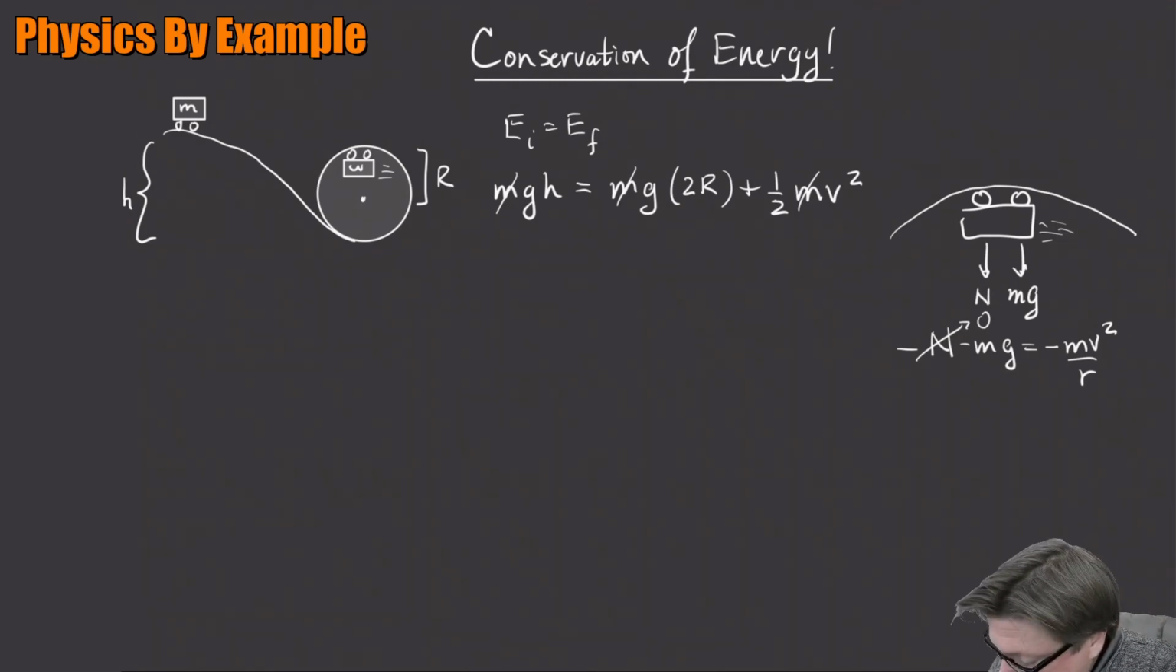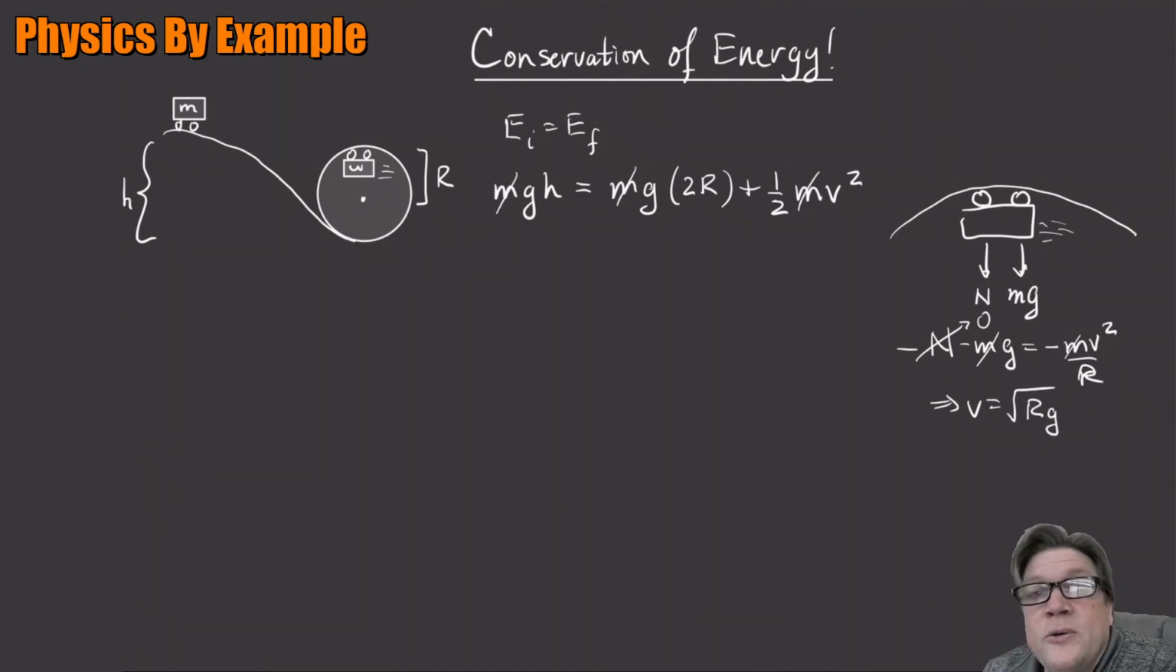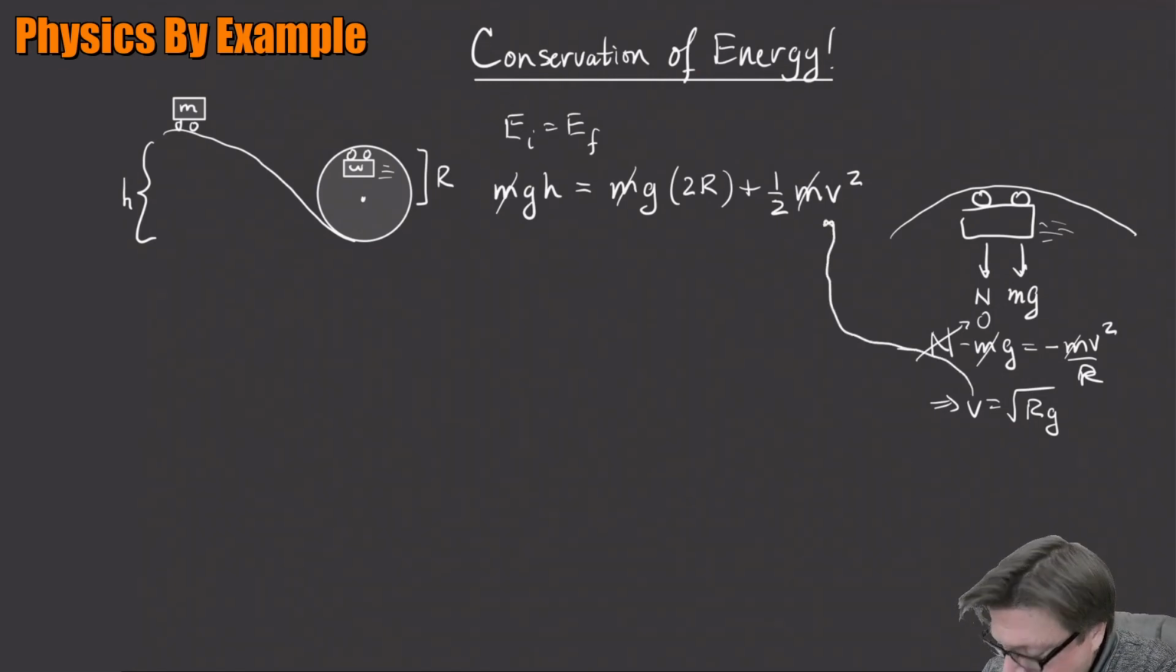And when does that occur? I can cancel out, again, the masses. So v squared is rg, with capital R as the radius. In order to stay on the tracks, is what we're saying, it has to be traveling with at least that speed v, or else it'll come off.